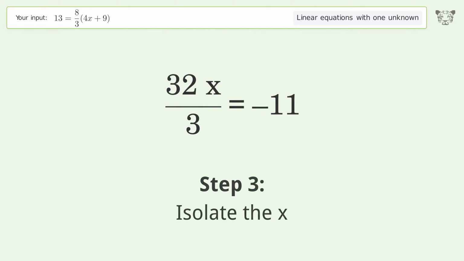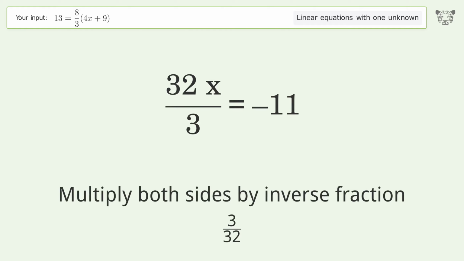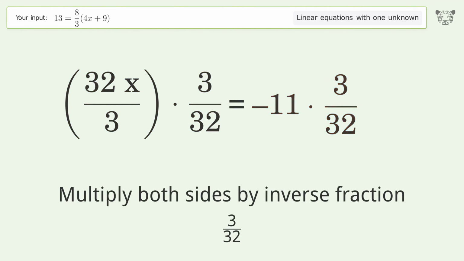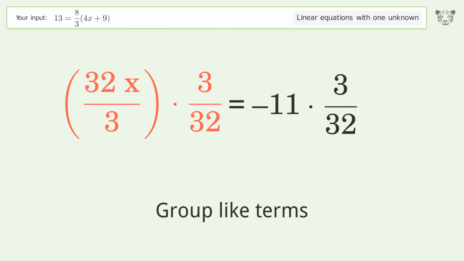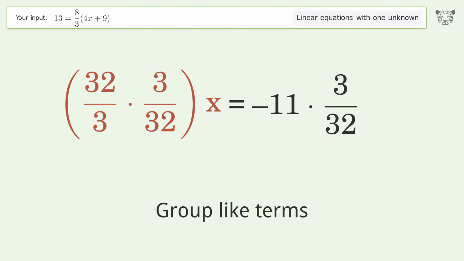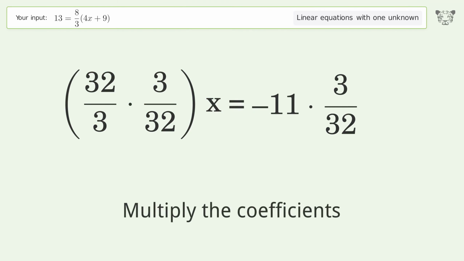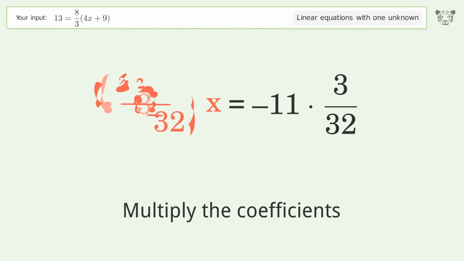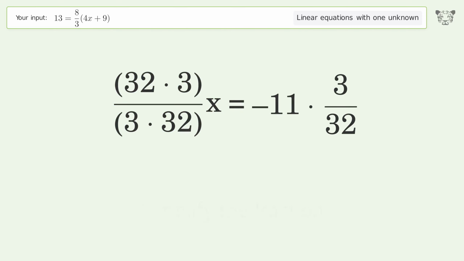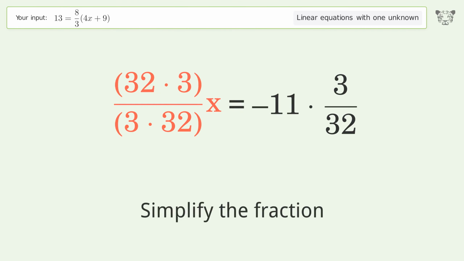Isolate the x. Multiply both sides by inverse fraction 3/32. Group like terms. Multiply the coefficients. Simplify the fraction.